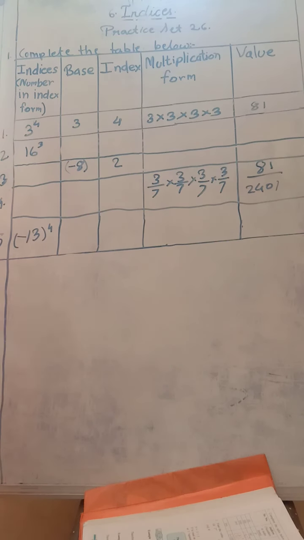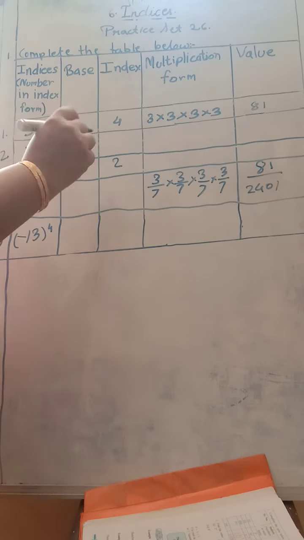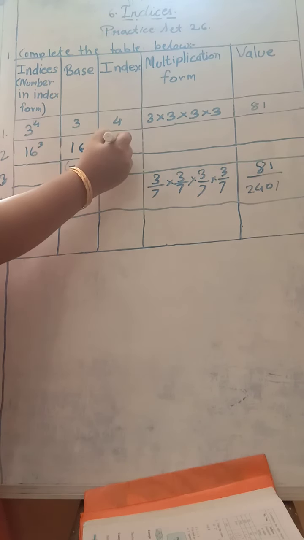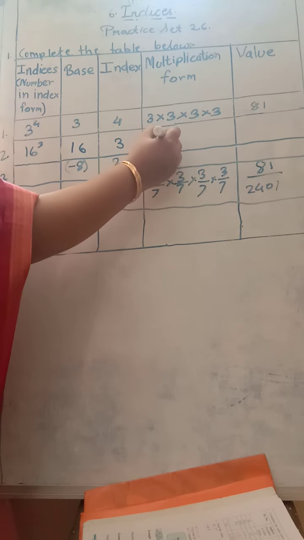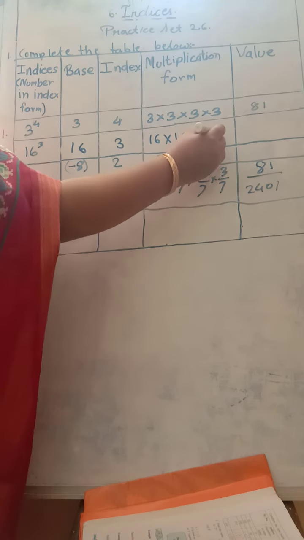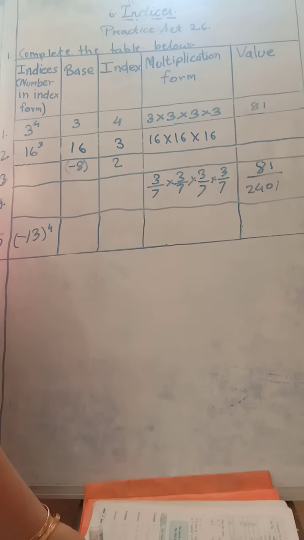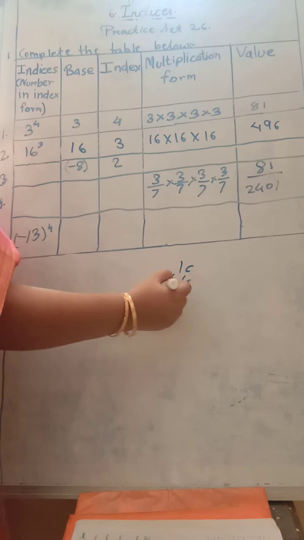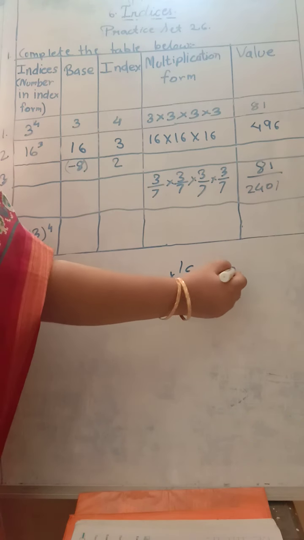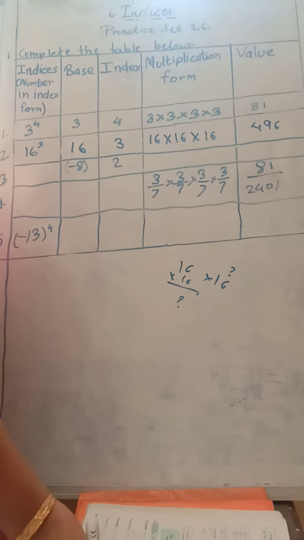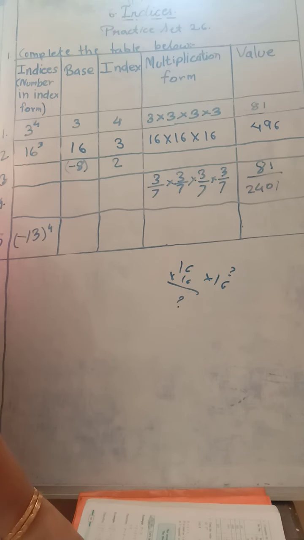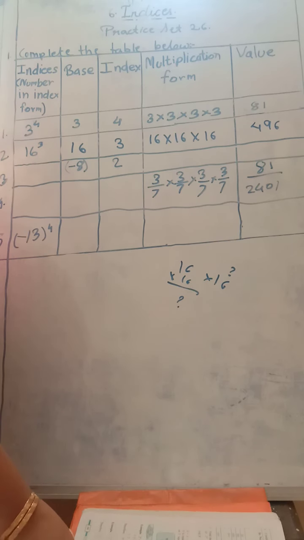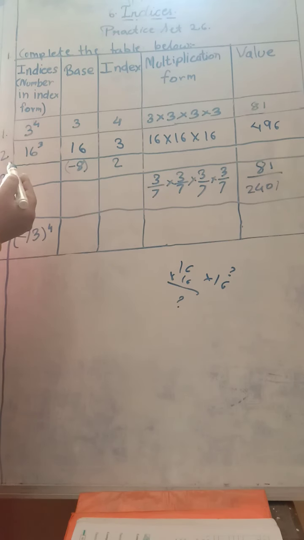Okay, now question 2, that is 16 raised to 3 or the third power of 16. So what is the base? 16, index is 3, multiplication form 16 multiplied by 16 multiplied by 16. Okay, so the value of its multiplication will be 4096. Multiply 16 into 16, you will get a certain answer. That answer you will multiply again by 16, so you will get the multiplication answer, that is 4096. Now children, index form you have to find out.